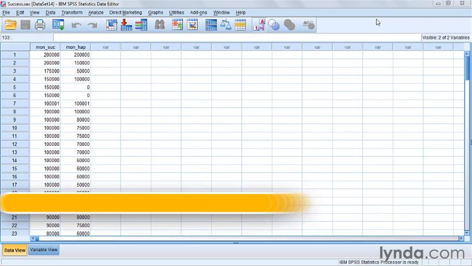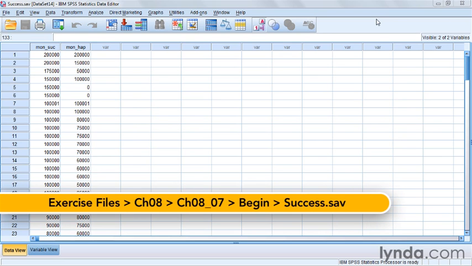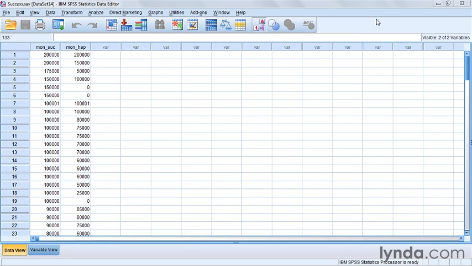For this example, I'm going to be using a new data set that's called success.sav. This is from a survey of adults in the Midwest on how much money they felt a person needed to earn annually to be considered successful. That's the first variable. And then also how much money they felt a person needed to earn annually in order to be happy. And we're looking at whether there's a difference in the means between these two groups.